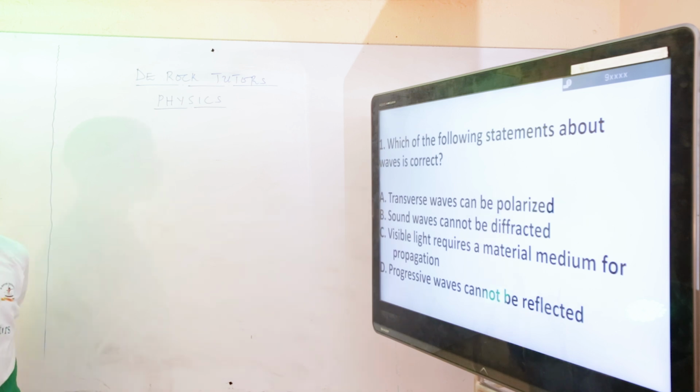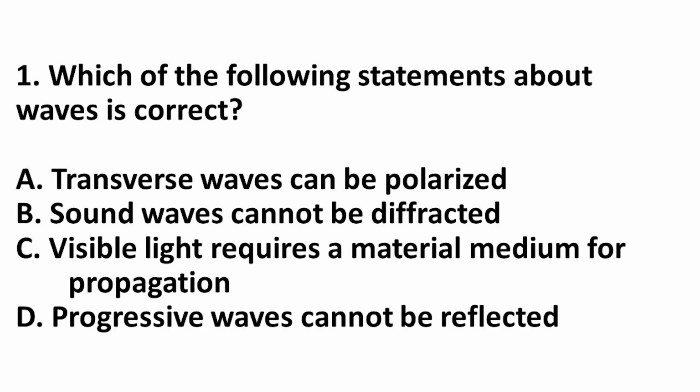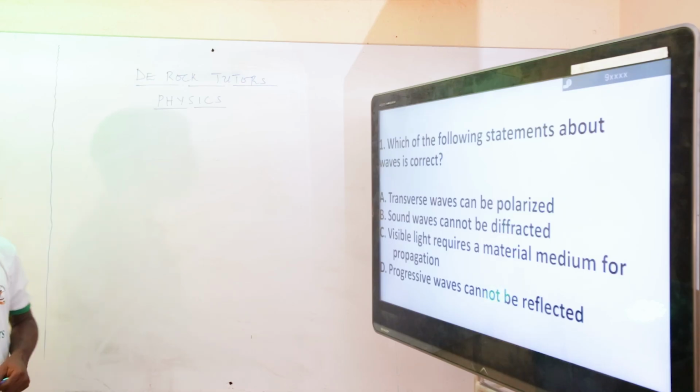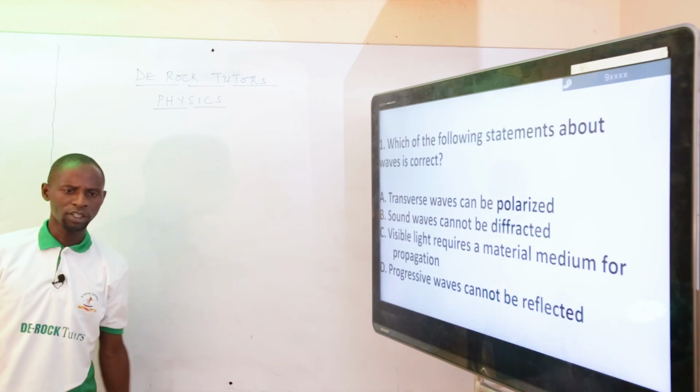Looking at the options. Option A, transverse wave can be polarized. B, sound wave cannot be diffracted. That one is not correct because diffraction is a property of wave. Visible light requires a material medium for its propagation. Progressive wave cannot be reflected. So those ones are not correct. The one that is actually correct is transverse wave can be polarized. So the correct option is option A.